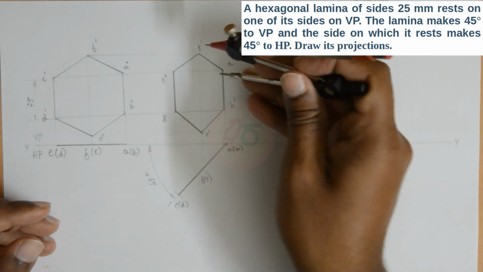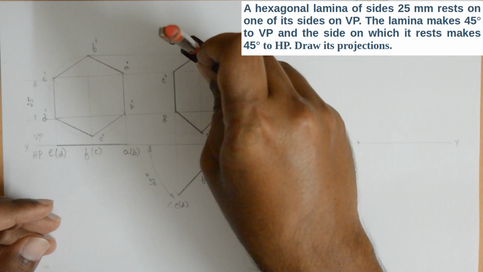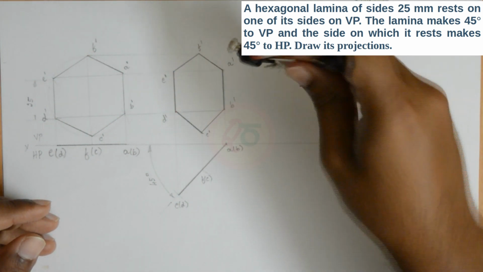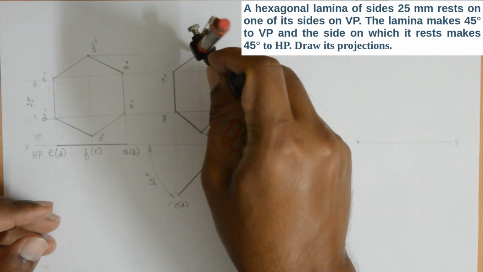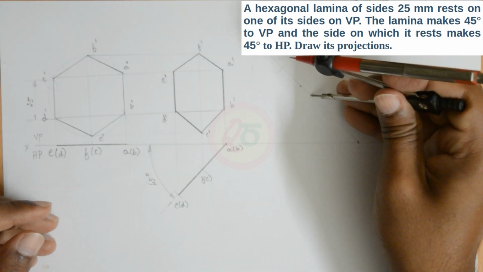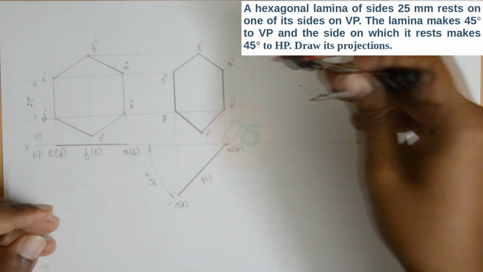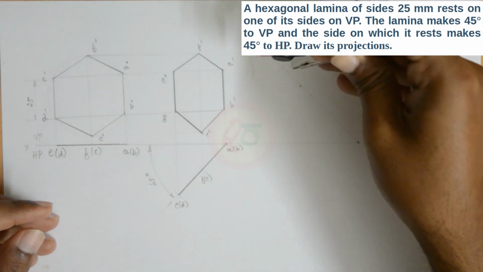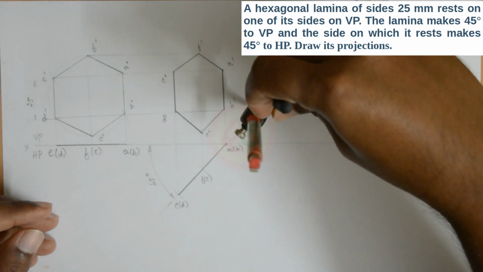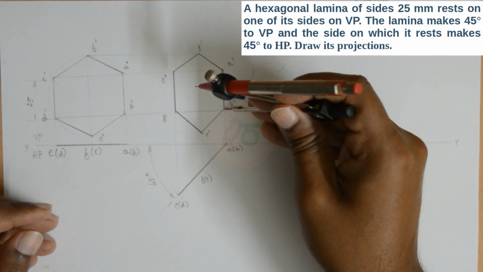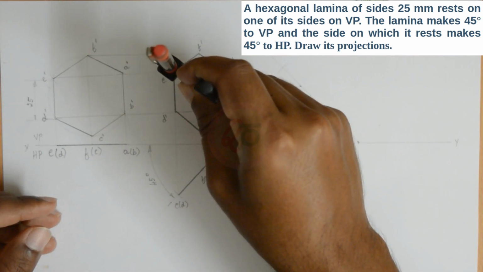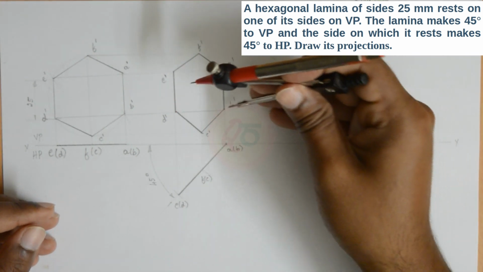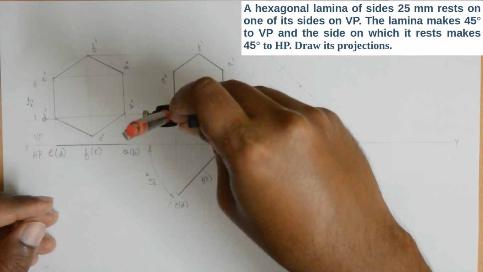Now once A dash B dash has been drawn, I'll measure the distance from A dash to F dash. I'll cut an arc. The intersection point will give me the position of F dash. A dash to E dash, I'll take a measurement. I'll cut an arc. B dash to E dash, I'll take the same measurement. I'll cut an arc. B dash to D dash.